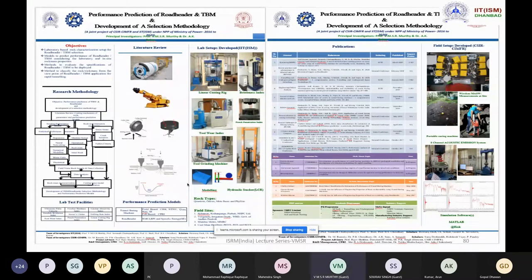So we have some laboratory based setup being done at IIT ISM on the left side, what you see, and on the right side we have some field based equipment being procured by CSIR-CIMFR Nagpur. Dr. A K Raina is the principal investigator from there, and I was handling from here.